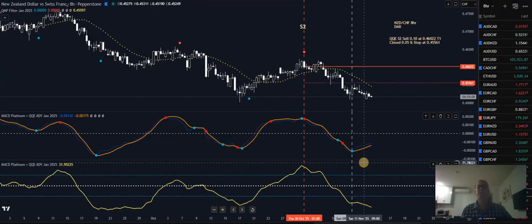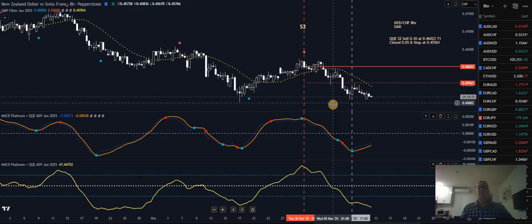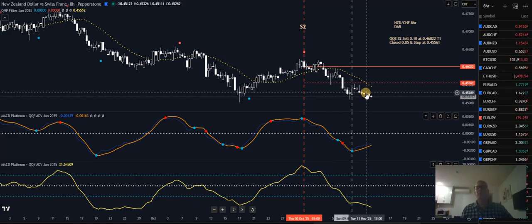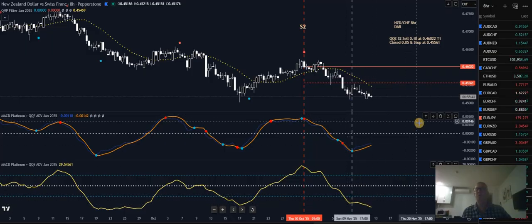NZ CHF, when I sell from here, just QQE, well above the 60 level, get down to the 50, close half, trail the stop. It just sounds like a broken record sometimes. And we're now below the 40 level, so thinking about buys, there's a blue dot on the MACD Platinum below the 0 level, and we're also the QQEs below the 40 level, so definitely in buy territory.